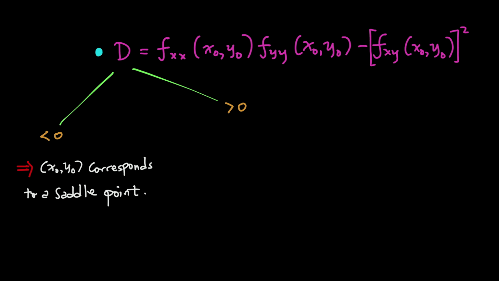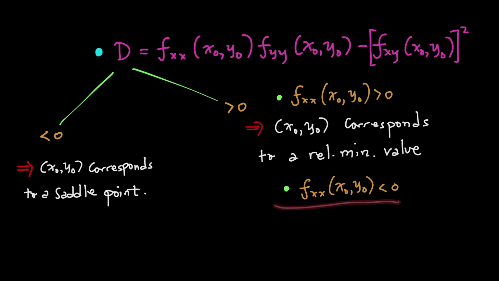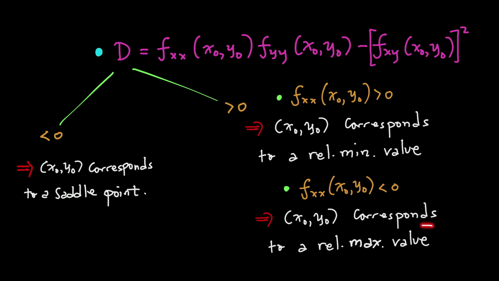And for the case where d is greater than 0, you need to look at this partial derivative. If this one is positive, then your point corresponds to a relative minimum value. And for the case where this one is less than 0, then x0, y0 corresponds to a relative maximum value. And for the remaining case where d is equal to 0, you cannot draw a conclusion for this point.